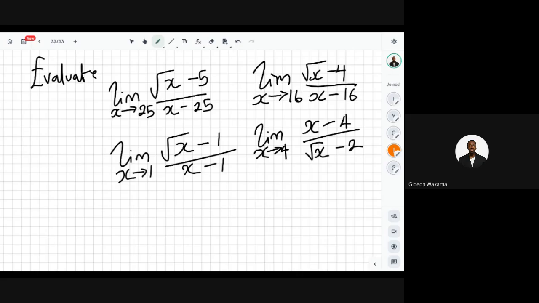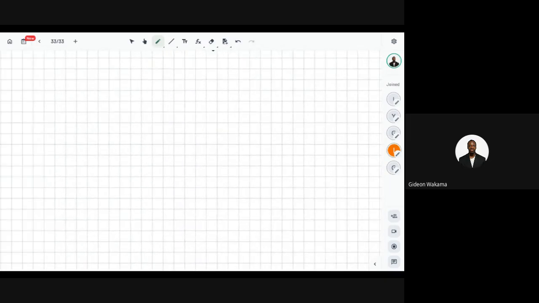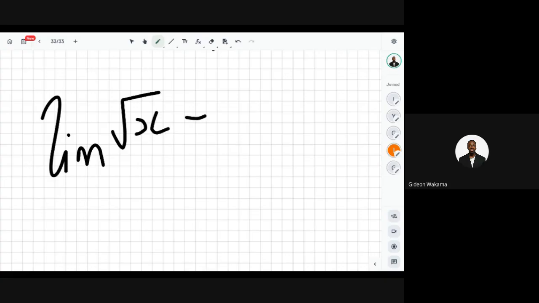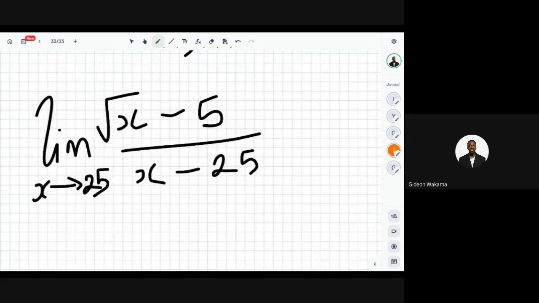What about continuity and discontinuity? Okay, so let's do it. Let's do the first one, which says the limit of root x minus 5 over x minus 25 as x approaches 25. And so we have the limit of root x minus 5 over x minus 25 as x approaches 25.